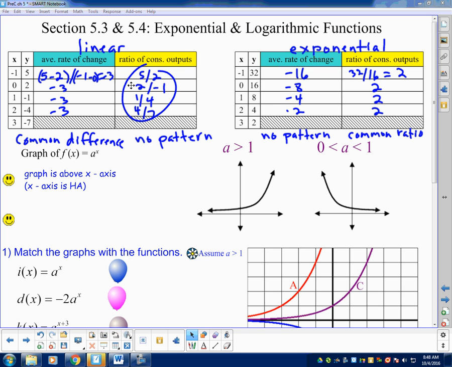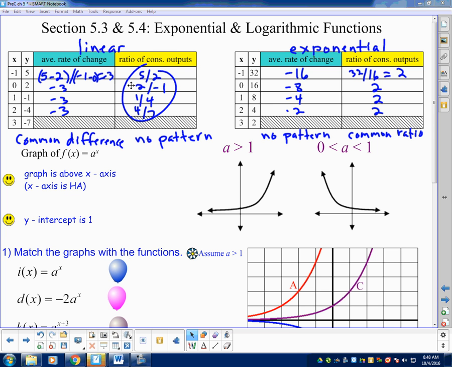So the graph is above the x-axis. Also, the y-intercept is 1. Do you know why that is? Using the rules of exponents. How do we find a y-intercept? You plug in 0 for x. When you plug in 0 for x right here, what do you get? 1, yeah.